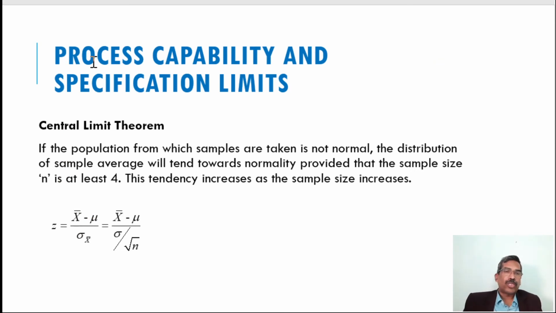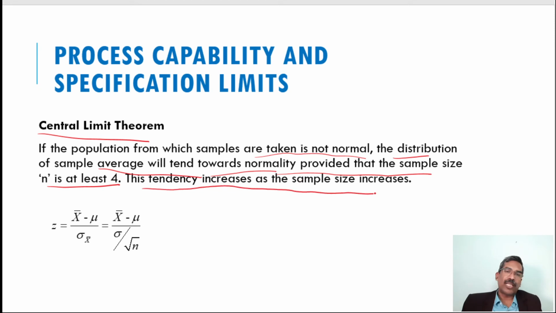Now see this process capability concept. Now we are discussing the central limit theorem. Central limit theorem means if we take a sample from a non-normally distributed population, that is, if the population is not normally distributed and we take a sample, then if the sample size is 4 or more, the sample average will tend towards the normal distribution. This is the central limit theorem. So if the population from which the samples are taken is not normal, the distribution of the sample average will tend towards normality, provided that the sample size n is at least 4. This tendency increases as sample size increases.